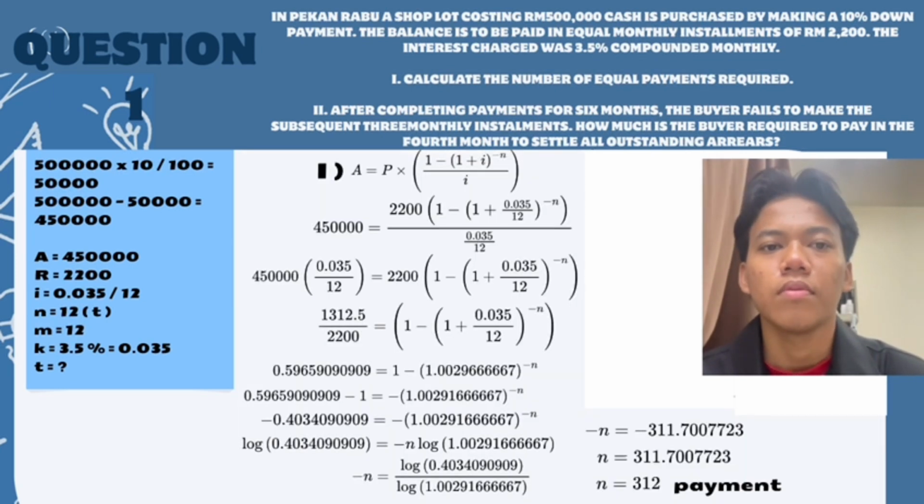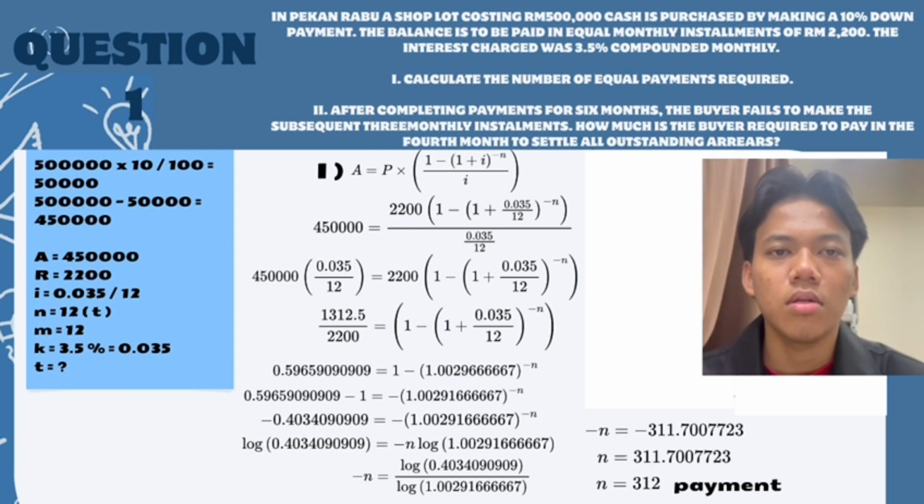And the formula that we're going to use is A equal to P multiplied by 1 subtract (1 plus I) to the power of negative N, and divided by I. So the first step is we substitute the values. That means RM 450,000 equal to 2,200 multiplied by 1 subtract (1 plus 0.035 divided by 12) to the power of negative N, and divided by 0.035 divided by 12. After that, we can isolate the term with N by performing algebraic steps by multiplying I and dividing by R.